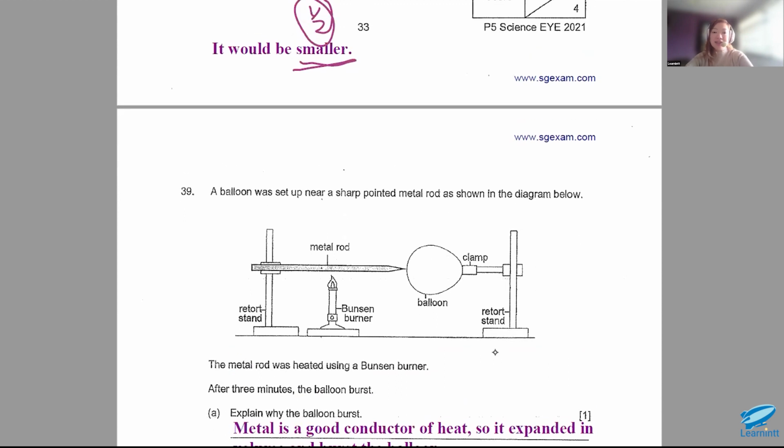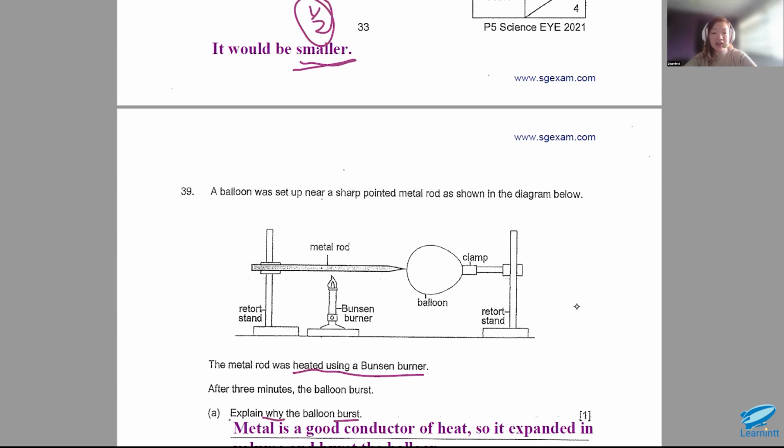Okay, a balloon was set up near a sharp-pointed metal rod as shown in the diagram below. So what happens after that? Then they heat it using a Bunsen burner. The metal rod will get heated up. It will be expanding. So why did the balloon burst?